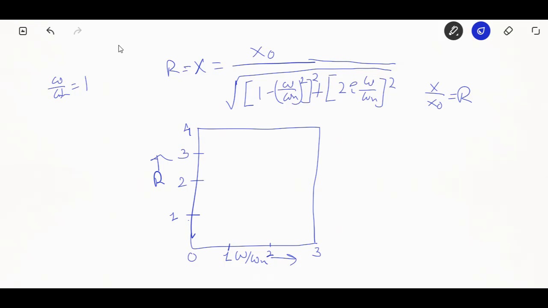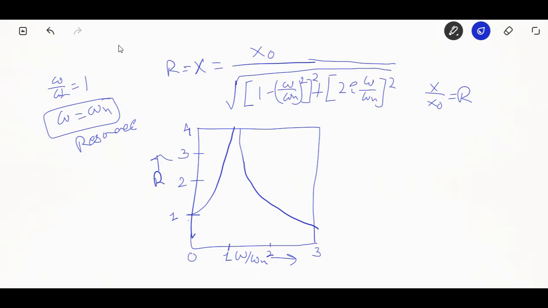Suppose we started with omega by omega n equal to 1, which suggests that omega is equal to omega n. This reflects the situation of resonance, right? As we know, at resonance, the amplitude of the system is infinite. So for zero damping, this curve is going to go in that direction. As the amount of damping increases, the vibrations are going to come to a finite level. We are not going to deal with the resonance situation, and for safety we never want the system frequency to match the natural frequency of the system to achieve an amplitude of infinity. So this is not our requirement.